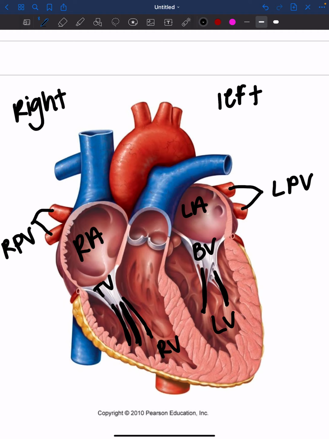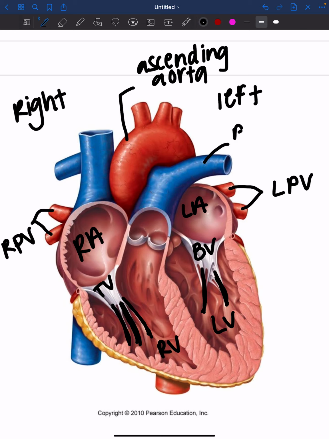And then the next thing is we are going to do our ascending aorta. So this is our ascending aorta. And then we have the pulmonary trunk. So this is the pulmonary trunk. And I'm just going to put palm trunk.